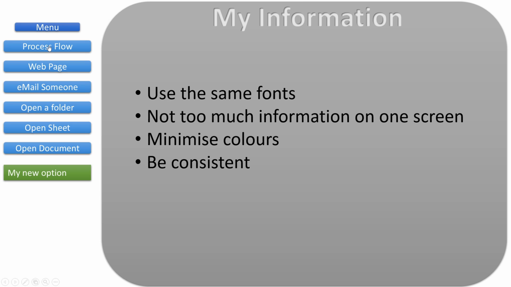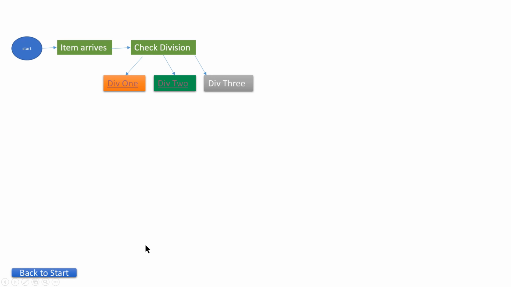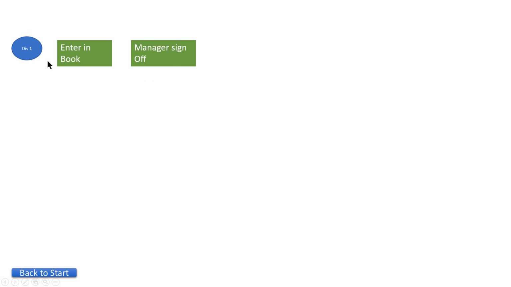and process flow. So what the process flow is doing is we're designing a process flow or documenting a process flow, and within that there's decisions. So we see here an item arrives, you check what division it's for. If it goes to division 1, click there, division 2, click there, etc. So if I go to division 1, it tells me I've got to enter it in the book, and the manager has to sign it off.